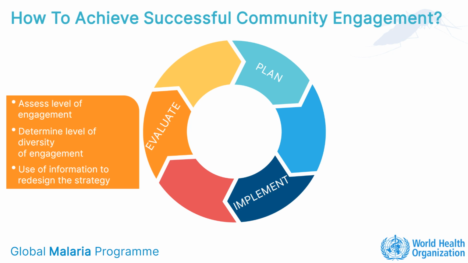Finally, we have said that community engagement is an iterative process. As a result, information received intermittently from the community through feedback mechanisms and periodically from assessments should be used to improve the level of engagement achieved. Now that we've reviewed the different types of approaches and how to develop a community engagement plan, let's envision what a community that is fully engaged in malaria elimination might look like.